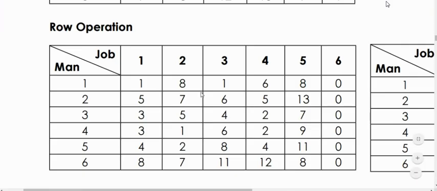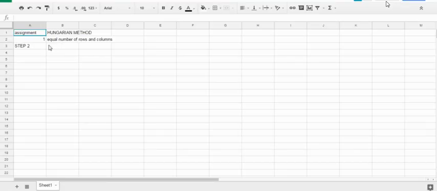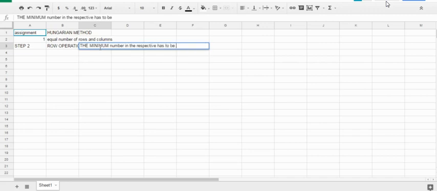Now after the row operation, in the second step, what did we do? We did a row operation. So step 2 is row operation. And what does the row operation mean? The row operation says that the minimum number in the respective row should be subtracted from all the elements of the row. So the minimum number in the respective row has to be subtracted from all the elements in that row.